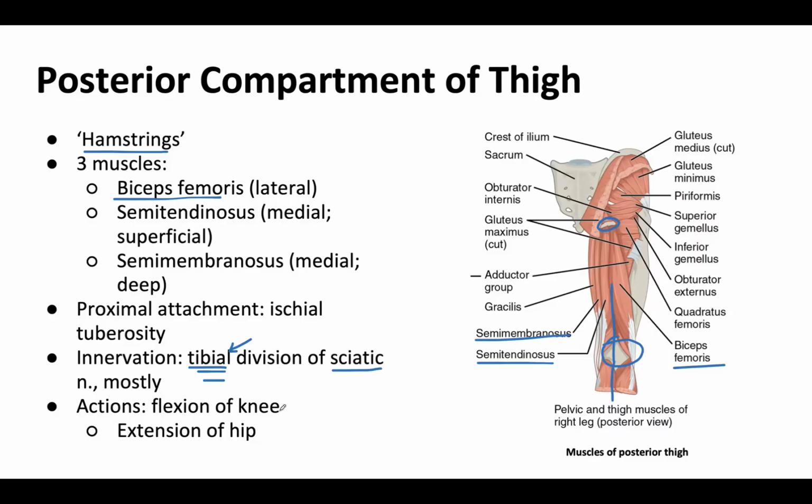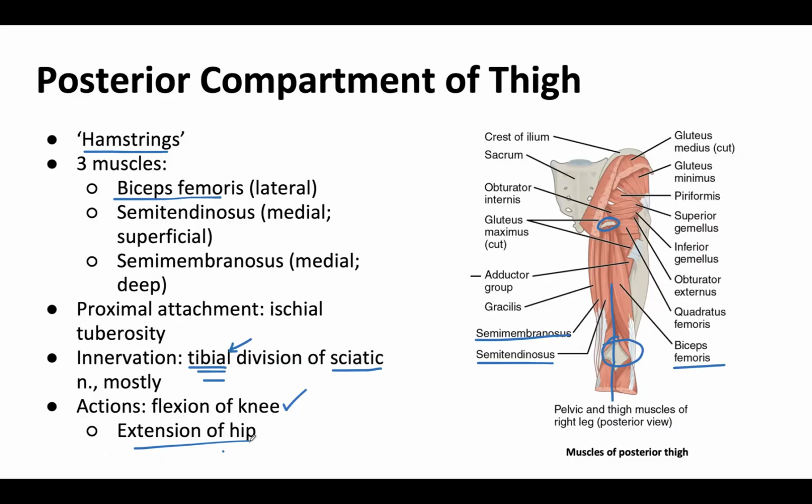Finally, let's talk about the actions of these muscles. The most powerful action of these muscles is going to be flexion of the knee joint. But also importantly, these muscles will extend the hip joint as well. And it will play a role in extension in all situations except for when the knee is flexed, because think about it, the hamstrings are focusing on that and the mechanical advantage would be off for that.